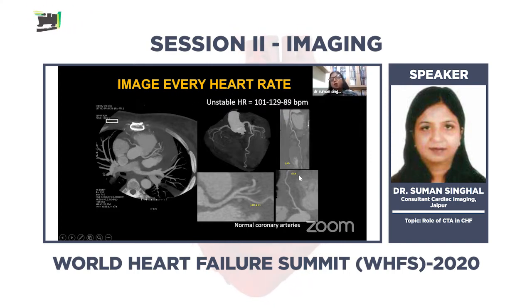In fact, we have done a coronary angiogram in a 2 to 3 month old child, where we could not even stabilize the heart rate or the respiratory rate. Just with 5 ml contrast, we could do the coronary arteries.